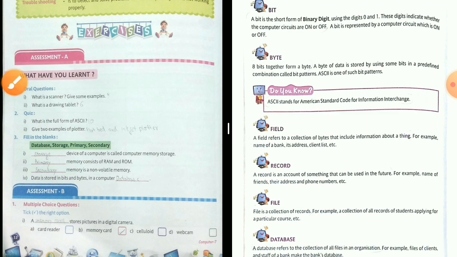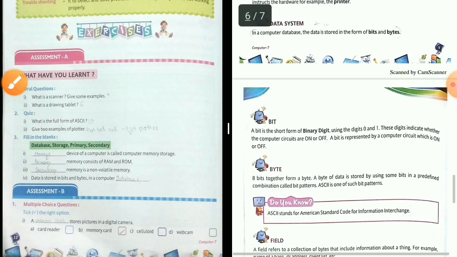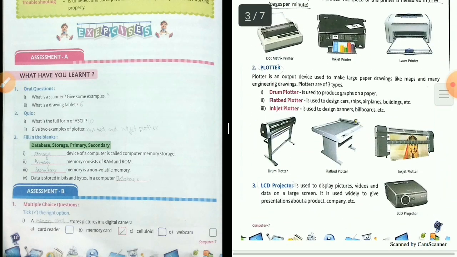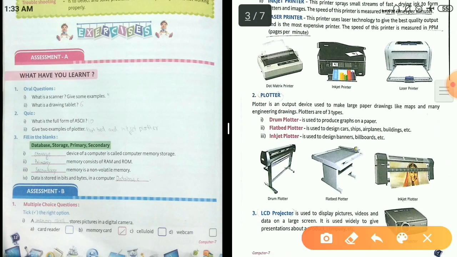Now for the second question, give 2 examples of plotter. Okay, give 2 examples of plotter. Now coming back to your plotter portion. See, we are having 3 examples over here: drum plotter, flatbed plotter and inkjet plotter. Any 2 you can write down. Okay, any 2 of the plotters you write it down from these 3.